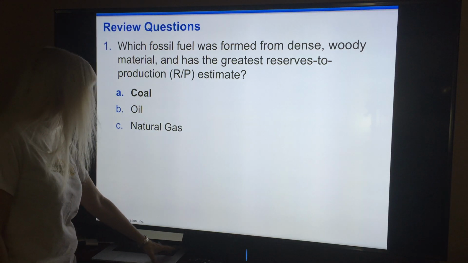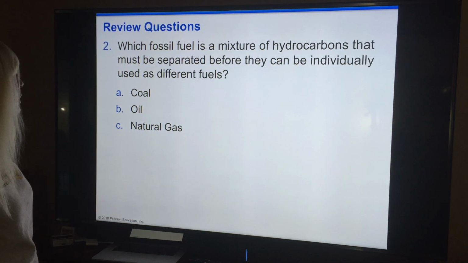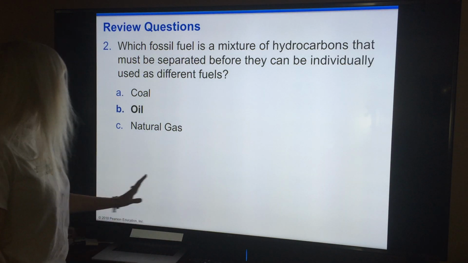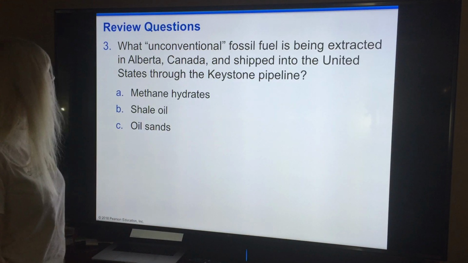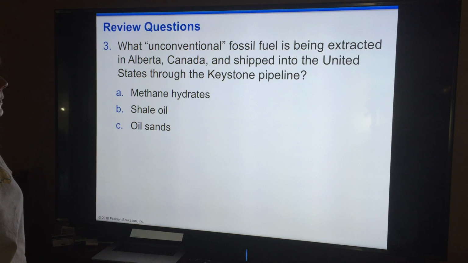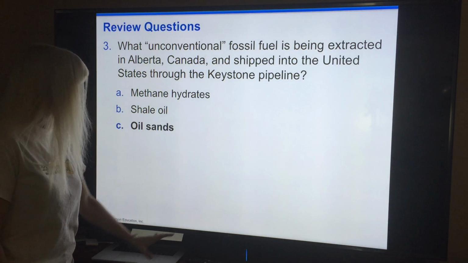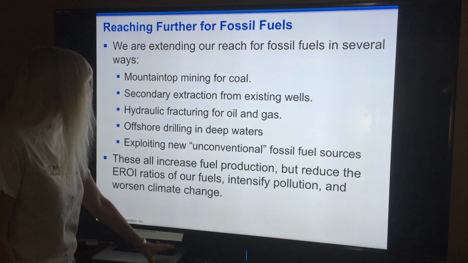Coal. Okay, which fossil fuel is a mixture of hydrocarbons? Ta-da! Oil. Okay. Unconventional, Alberta, Canada, oil sands.